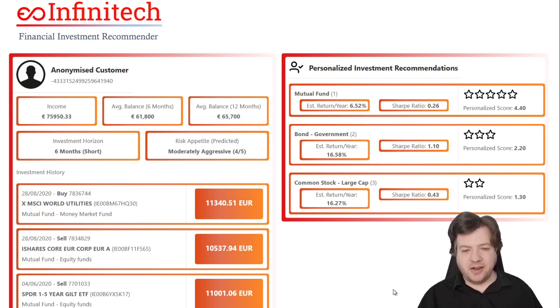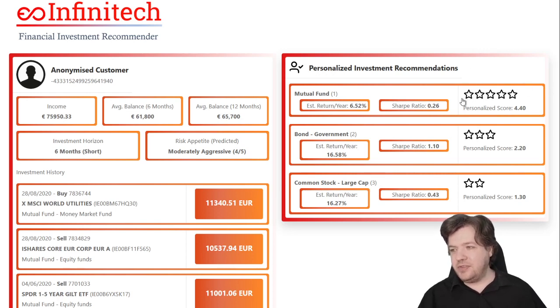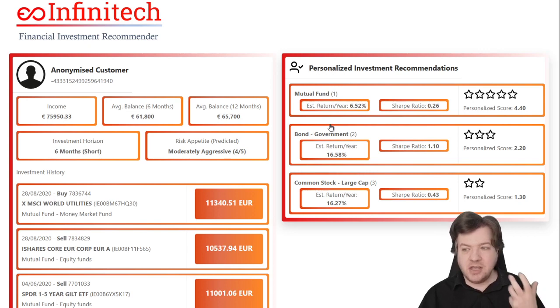And then the right-hand side here is a rendering of the results from the asset recommendation system for this particular customer, given their risk appetite and investment horizon. So what we can see here is that we've grouped the assets that are being recommended into different asset groups or categories. So we have mutual funds, government bonds, and also large cap common stocks. And then we can see on the right-hand side here the scores for those asset groups, aggregated across the assets within those groups, as provided by the recommendation system. So it thinks that mutual funds are the best type of assets in this case to recommend to the customer.